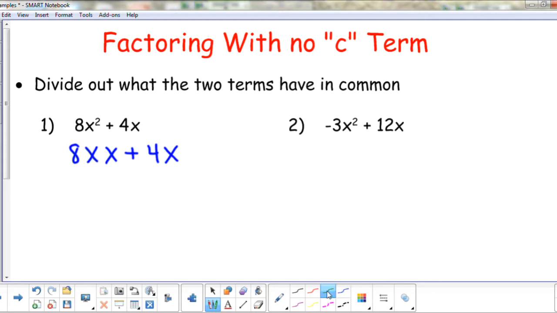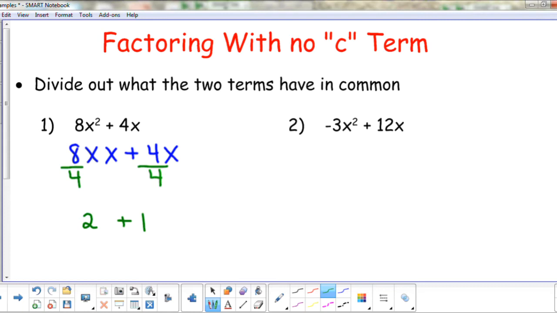So I'm going to start by looking at the values. So 8 and 4. And I want to find the greatest factor that goes into both of those. So both 8 and 4 can be divided by 4. So I'm going to divide each number by 4. And that's going to leave me with a 2 and a 1.